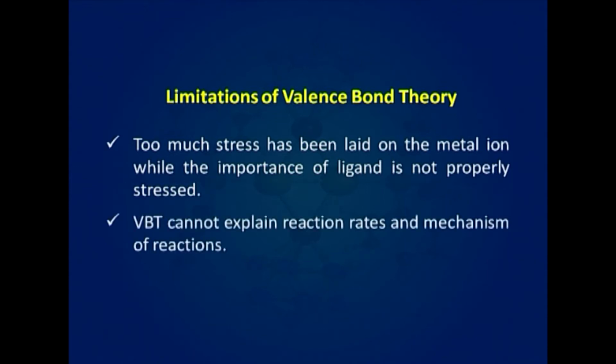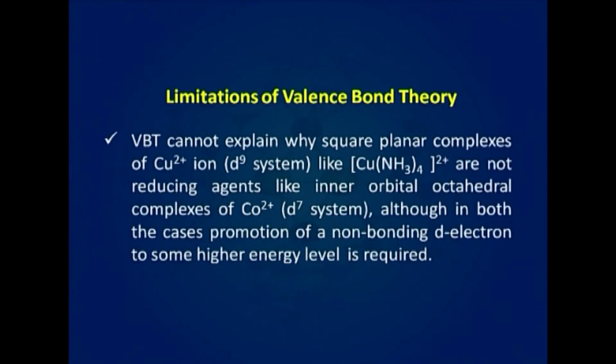Valence bond theory cannot explain reaction rates and mechanism of reactions. Valence bond theory cannot explain why square planar complexes of Cu2+ ion, that is d9 system, like [Cu(NH3)4]2+ are not reducing agents like inner orbital octahedral complexes of cobalt 2+, that is d7 system, although in both the cases promotion of a non-bonding d electron to some higher energy level is required.